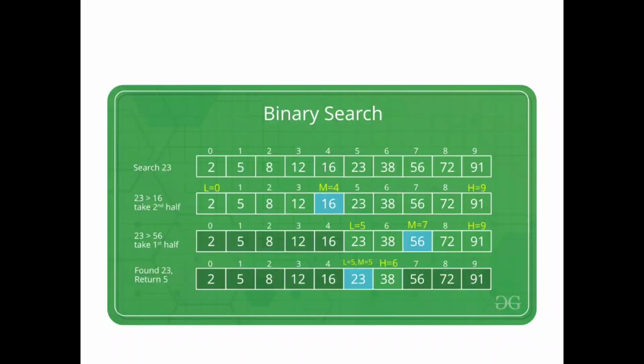Next, we have to find the mid value. To find the mid value, the starting index is the low value and the last index is the high value. The mid value is low plus high by 2, that is 0 plus 9 by 2, which is 4.5. So the mid value is 4, and the value at mid equal to 4 is 16.